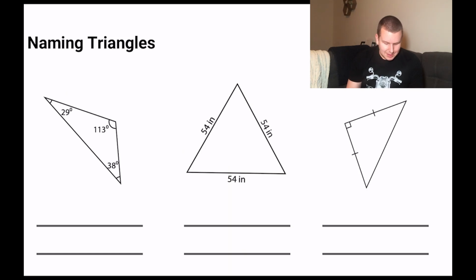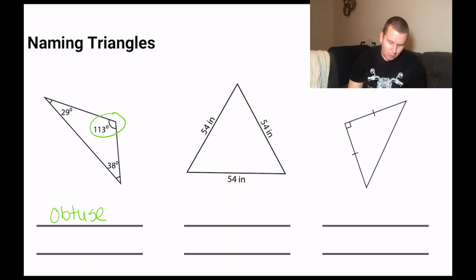All right, so we've got three triangles here and we want to name them by their angle and their side. So first, let's take a look at this triangle on the left. And we see there's a couple of different types of angles. So we've got this really big one over here, that's 113 degrees, and that's bigger than 90 degrees. So we know that this type of triangle would be an obtuse triangle. So that's going to be the first name, obtuse.